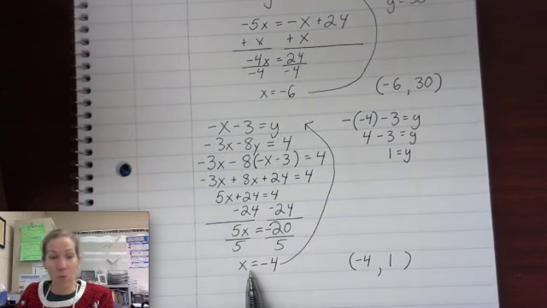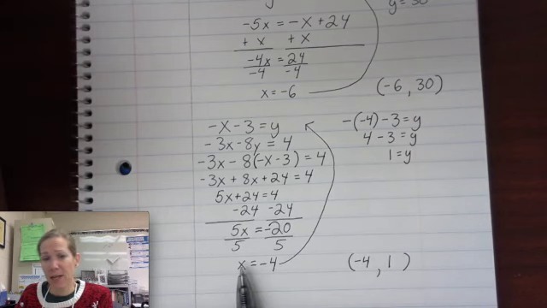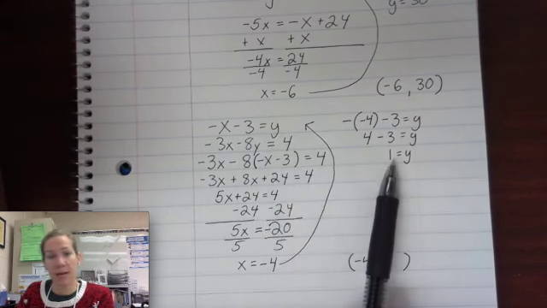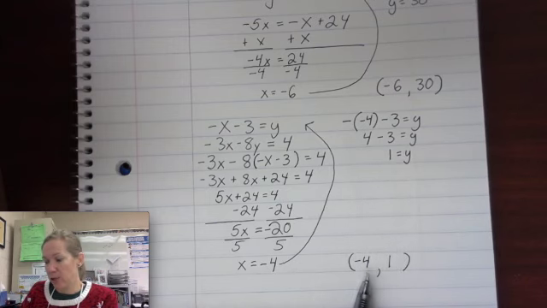Then you solve for one of the variables. Then you have to put this back into one of the original equations to solve for the second variable. And then you need to make sure that you write an ordered pair.